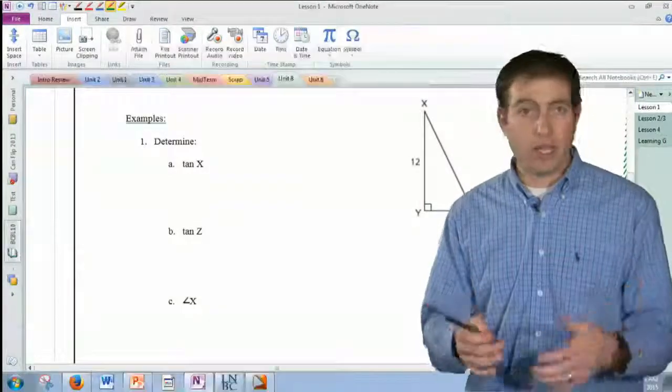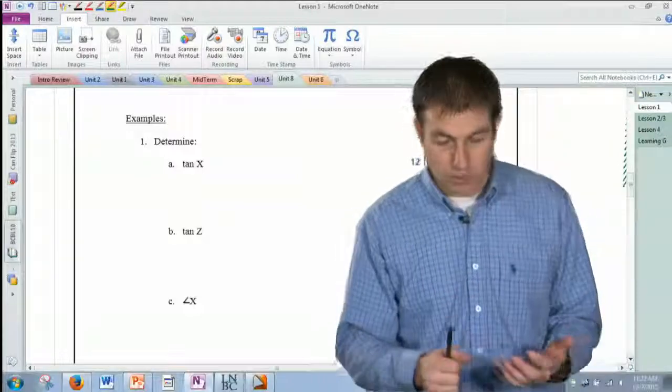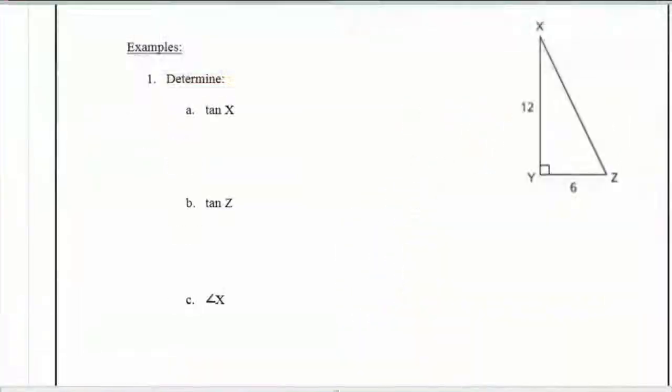So I have a triangle. I need to look at the triangle and figure out where x is, and then I'm going to label my sides from there. So here's x up at the top. I found x. It says tangent of x. X represents an angle, and from that angle, I need to label my sides.